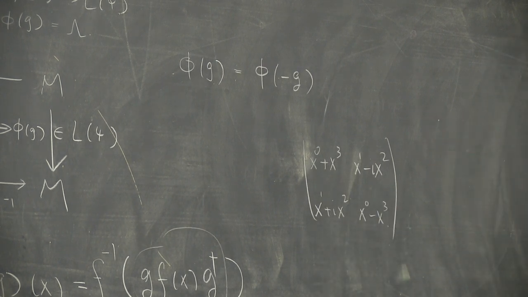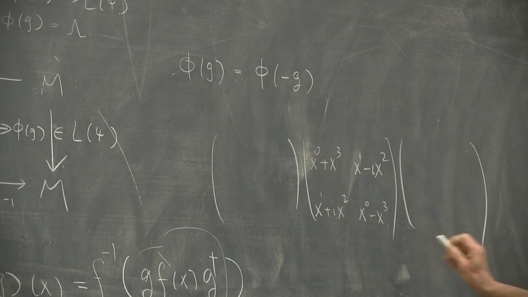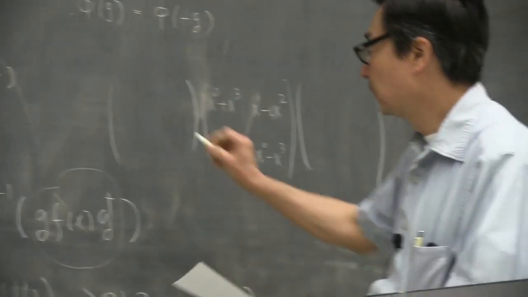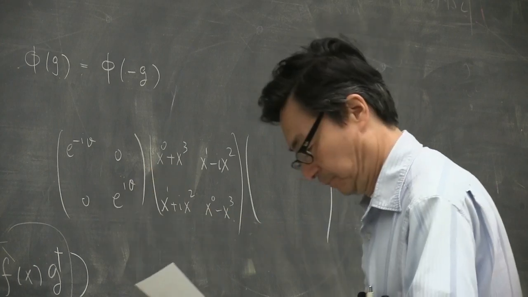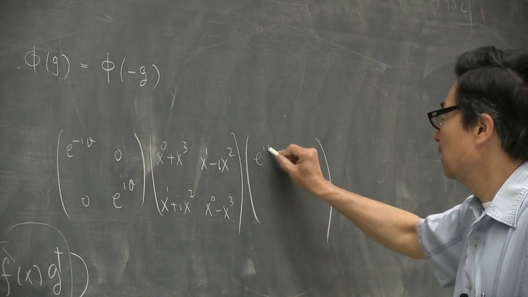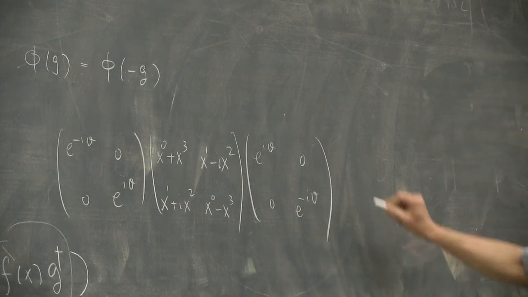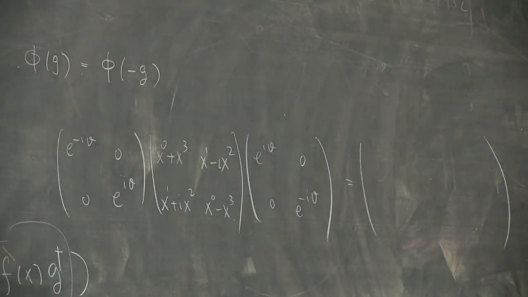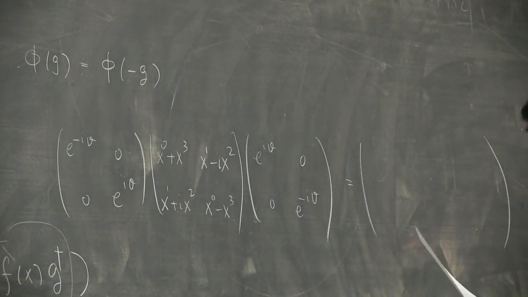Take that particular G and sandwich this F of x in between, G on one side and G Hermitian conjugate on the other side. So G is e to the minus i theta, 0, 0, e to the plus i theta. The Hermitian conjugate is e to the i theta, 0, 0, e to the minus i theta. And I trust that you can do this matrix multiplication pretty easily, okay? And you'll discover this is the matrix that results.